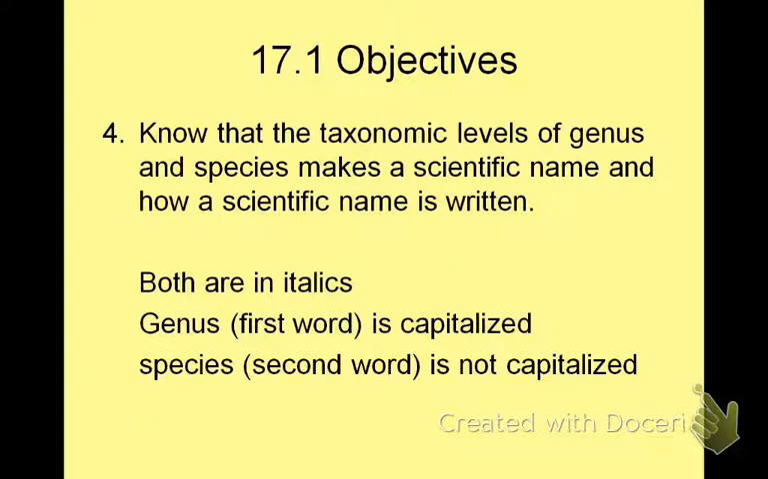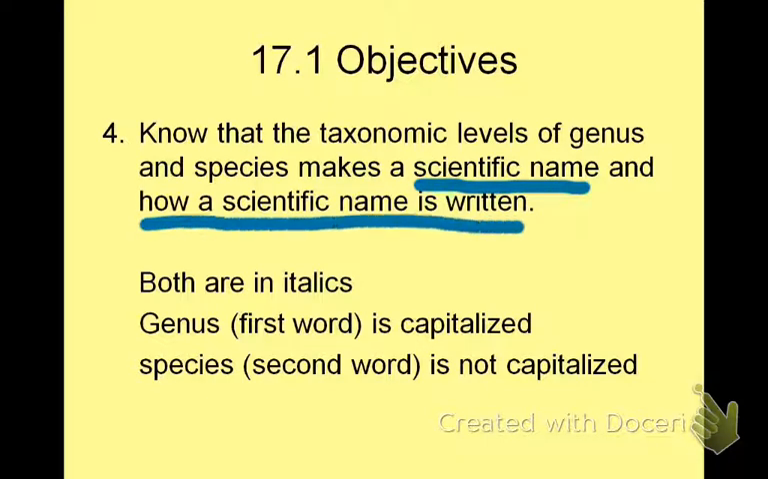Objective 4 is that regarding the taxonomic levels of genus and species, those make up a scientific name. And you need to know how a scientific name is written. So here are your guidelines. Both names are in italics. The genus, which is the first word, is capitalized, and the species, which is the second word, is not capitalized. You have 3 examples on this previous slide.